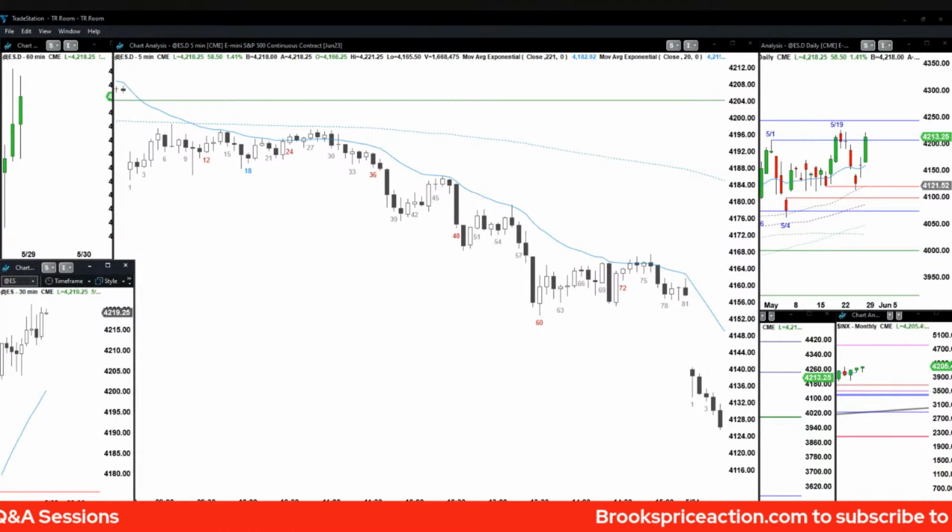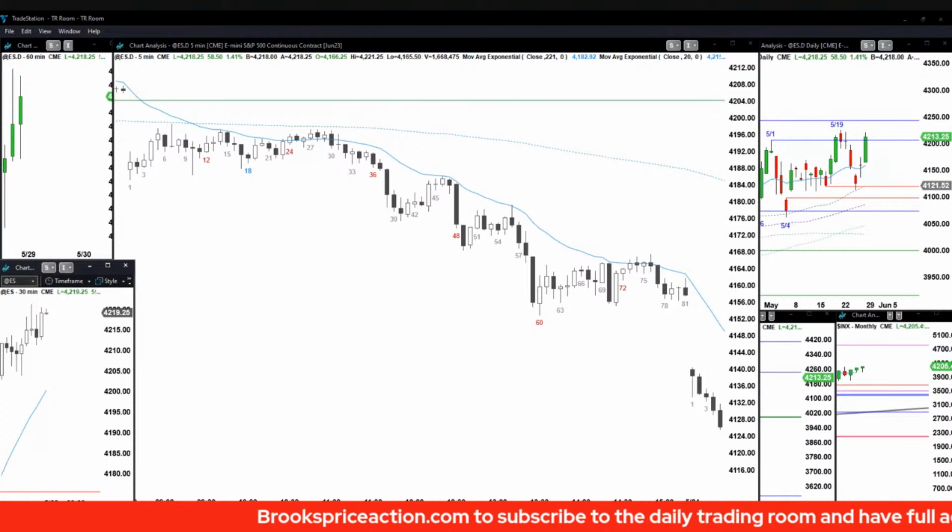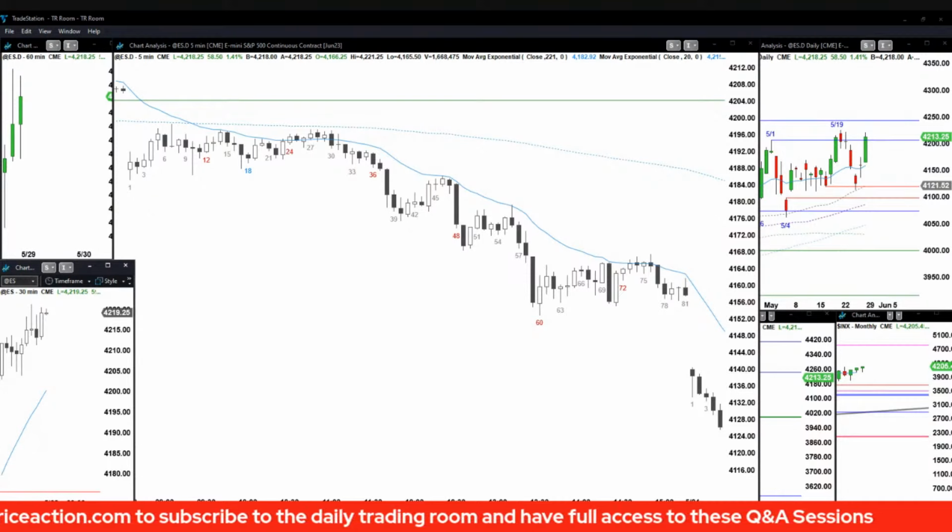So let's take a look at some more questions here. But for me, I think a lot of traders, if you go back to the video course and look at buy the close or breakouts, most pull back after 5 or 6 bars.